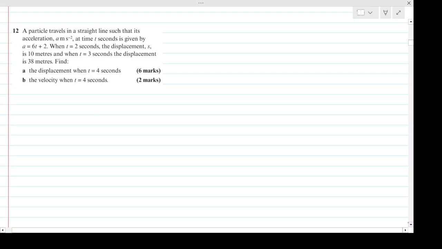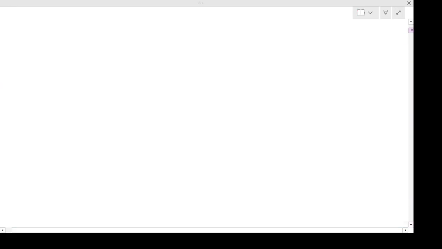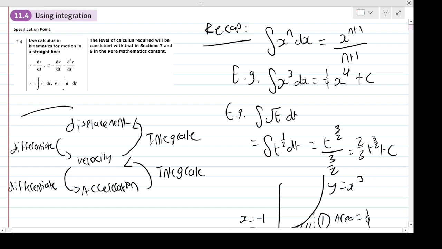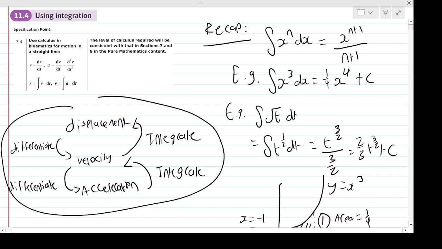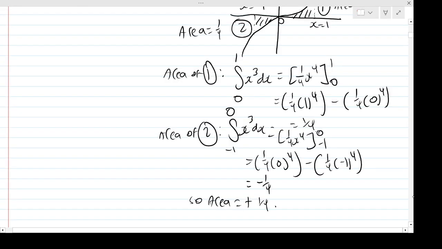Okay, so in essence, what we've got here is the acceleration, a is 6t add 2, but the issue is they want me to find the displacement. Well, how can we go from acceleration to displacement? Let's have a look at a little flowchart diagram here. If we start from acceleration and we want to get to displacement, well, actually we're going to integrate, aren't we? Okay, so we're going to integrate.